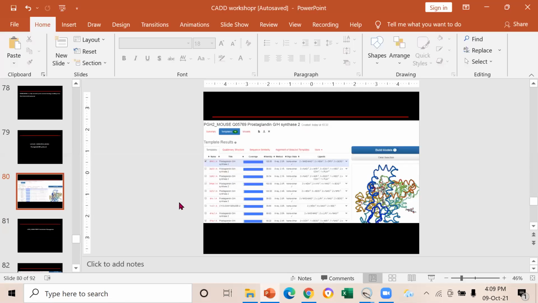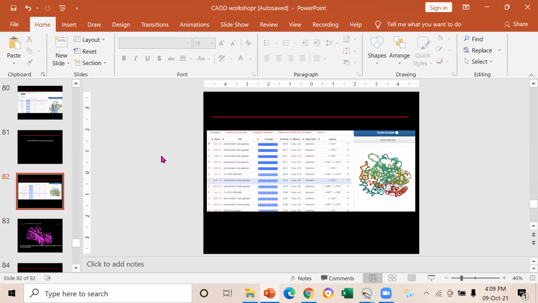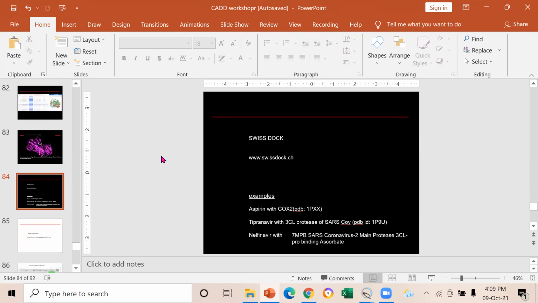Okay, now you have done the homology modeling, you got a protein, you download it, and then you can do docking. There are many commercial softwares, and there are many free softwares out there, very good ones. AutoDock Vina is there, SwissDock is also there. I'm going to show you SwissDock for docking. Let's look at it: aspirin with the cyclooxygenase 2 enzyme.